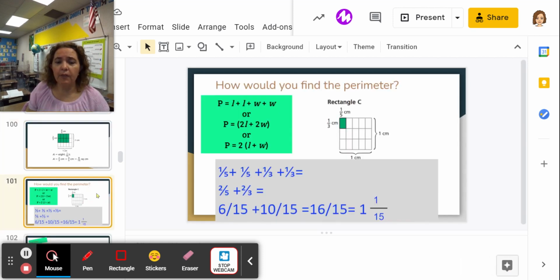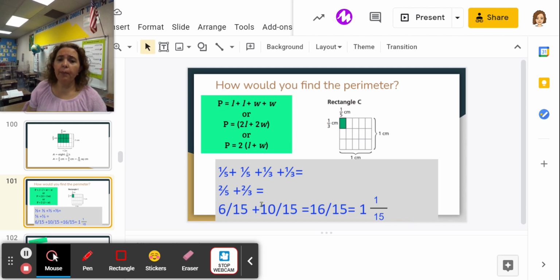All right, to find the perimeter, same thing, okay? So this here is 1/5, so I have 1/5 plus 1/5, and then 1/3 plus 1/3, because this is a fifth, this is a fifth, this is a third, that's a third. And I'm just going to add them up. 1/5 plus 1/5 makes 2/5. 1/3 plus 1/3 makes 2/3.